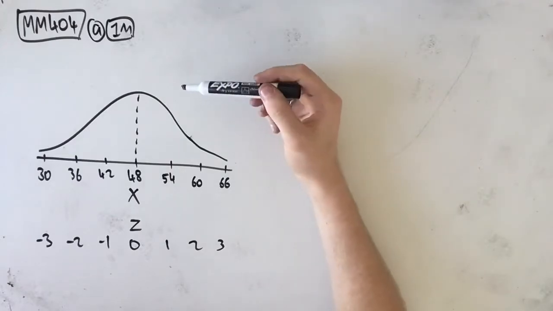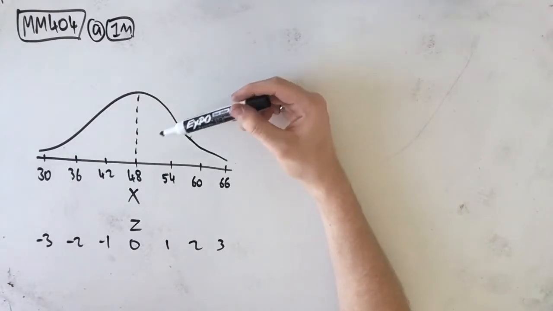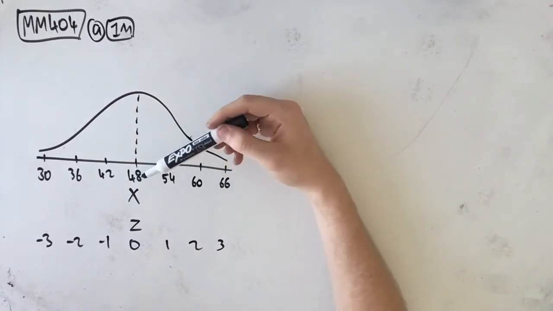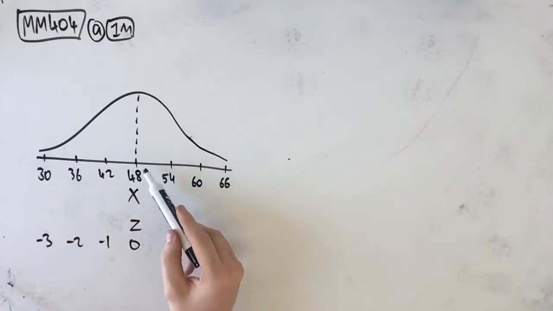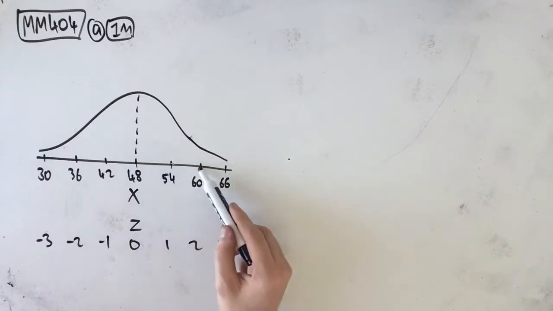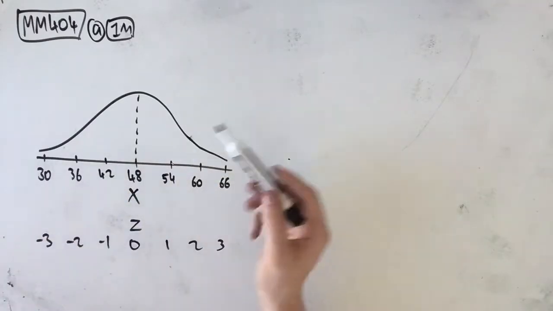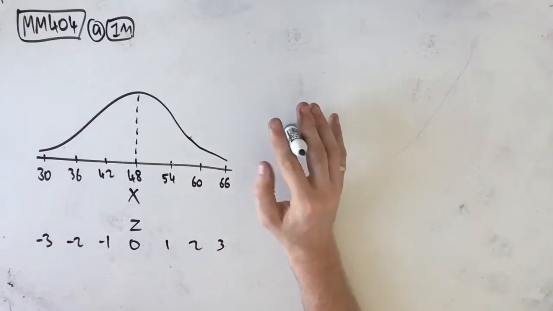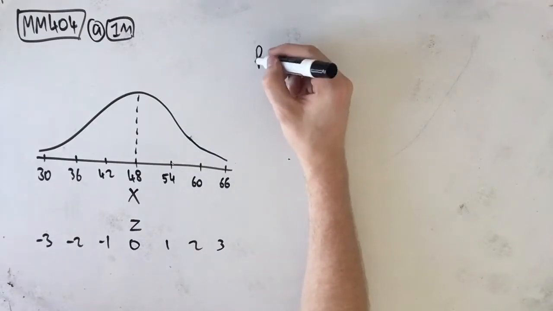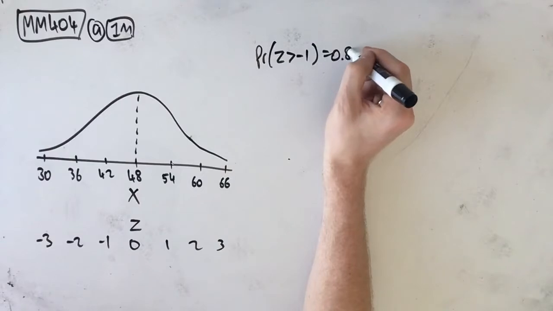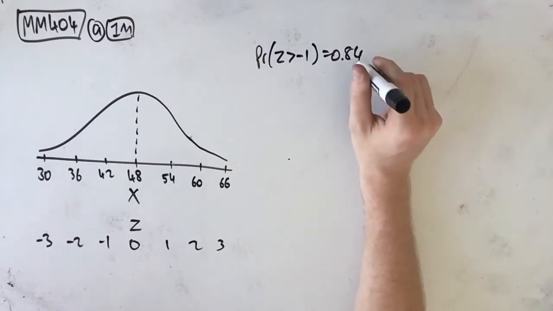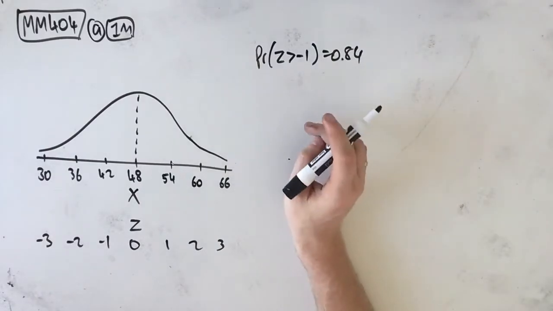So, in this question we've got, let x be a normally distributed random variable with a mean of 48 and a standard deviation of 6. I've drawn this on this normal distribution scale, standard deviation of 6 going up: plus 6, plus 6, plus 6, and then minus 6, minus 6, minus 6. Now, given that the probability that z is greater than -1 equals 0.84, correct to 2 decimal places, find A, the probability that x is less than 42.